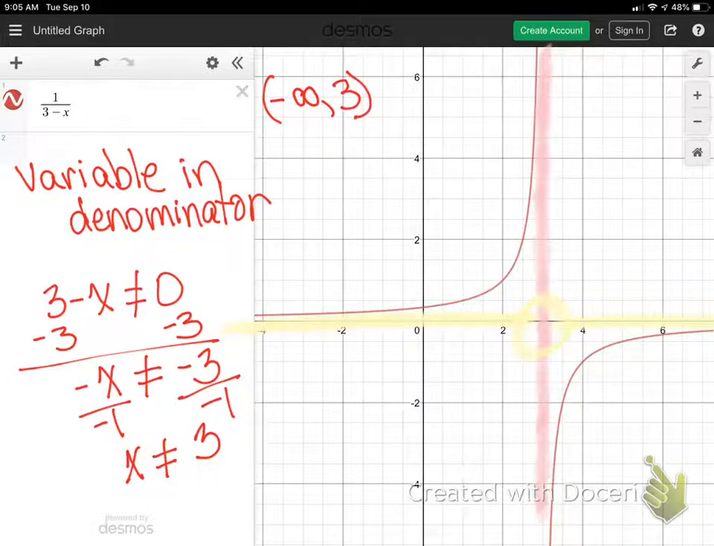I'm not including 3, so I put a parenthesis. Then this means union. Union means or. Then I start again. I don't include 3, but I start at 3, and I go all the way to what? Positive infinity. So that right there is how we write that in interval notation. Negative infinity to 3, union 3 to infinity.